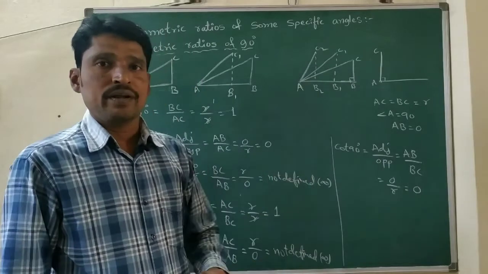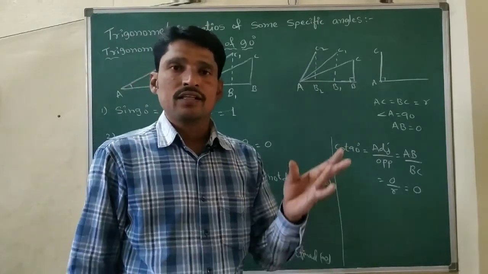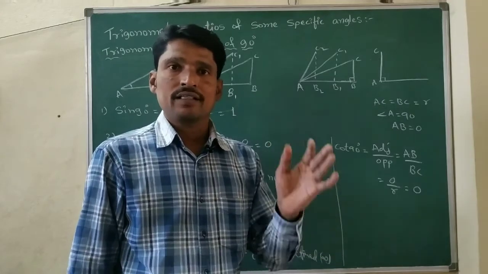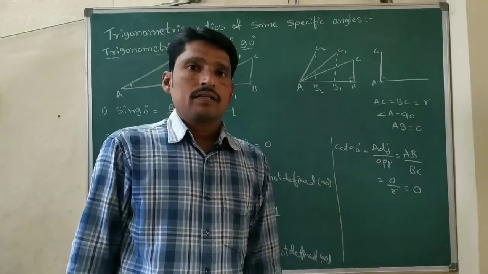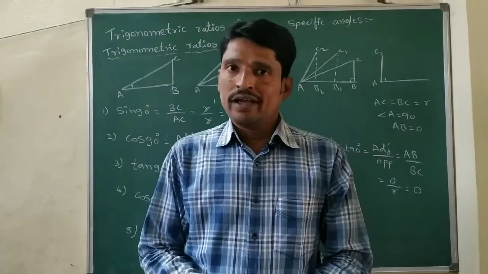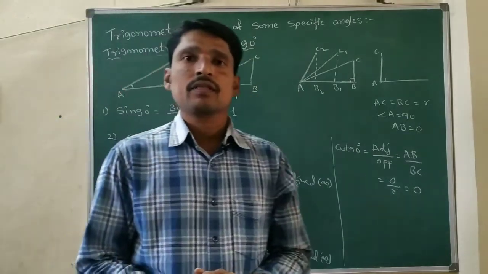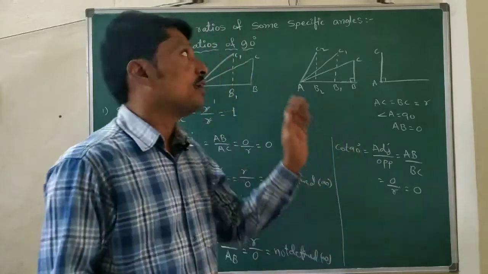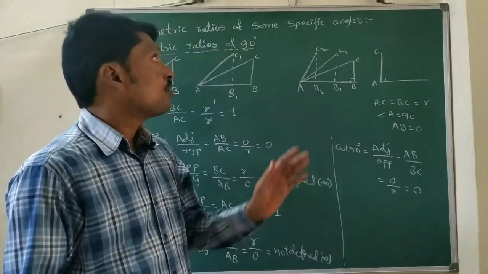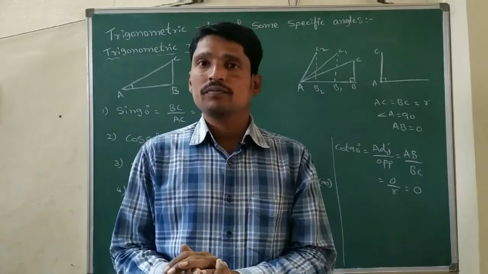These are all trigonometric ratios of various angles: 0 degrees, 30 degrees, 45 degrees, 60 degrees and 90 degrees. We have seen trigonometric ratios of some specific angles. In the next video, we will see the same type of problem, that is trigonometric ratios of specific angles in tabular form or table form.